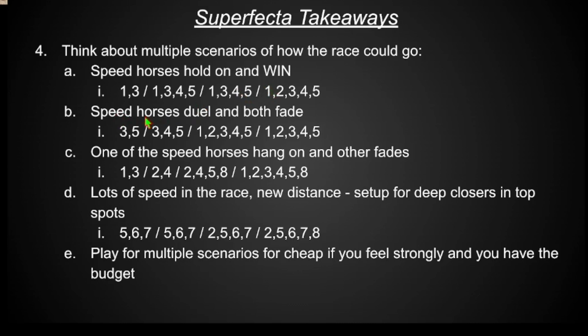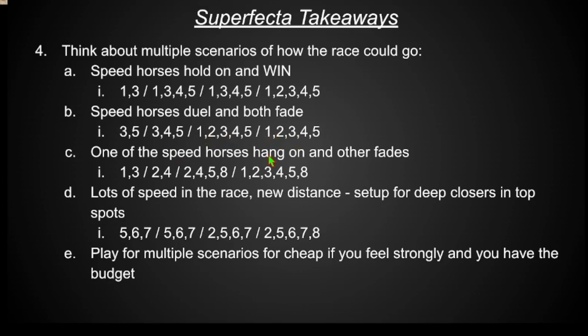Maybe you think that speed horses are going to duel and both of them are going to fade. So say the 1 and the 2 are speed horses. You think they're going to go at each other and get really tired late. Maybe you like the 3 and the 5 to come up and pass those tiring horses. So you go 3, 5 with 3, 4, 5 with here are those speed horses that dueled. Maybe they fade and only finish third or fourth. So you add your top picks with those speed horses that might still hang on for third or fourth here.